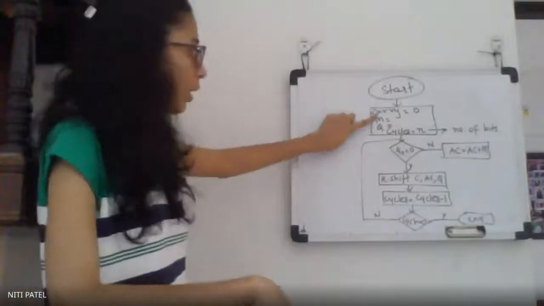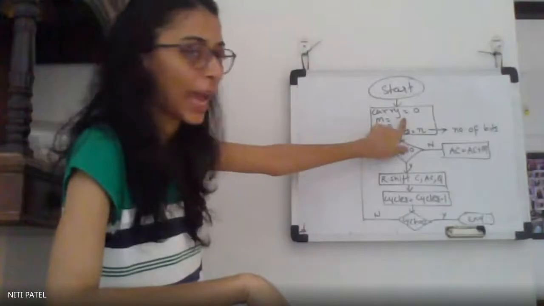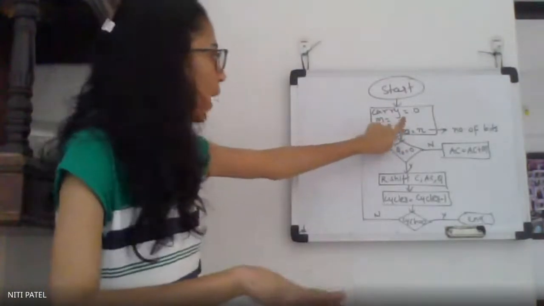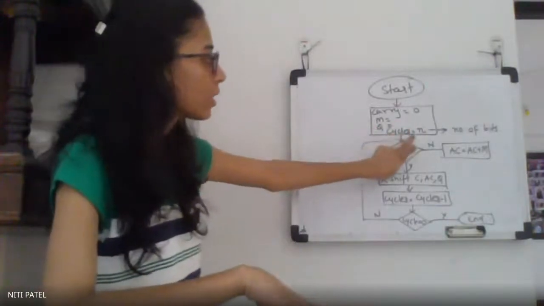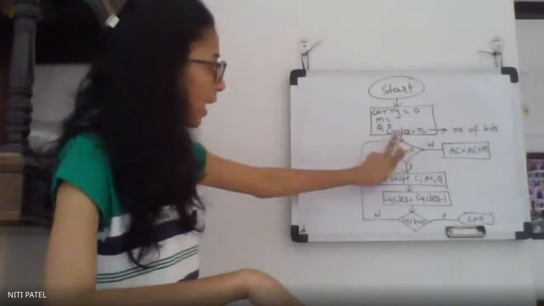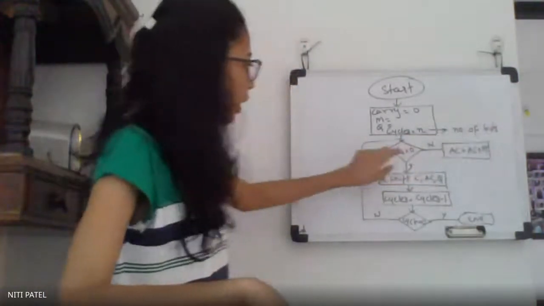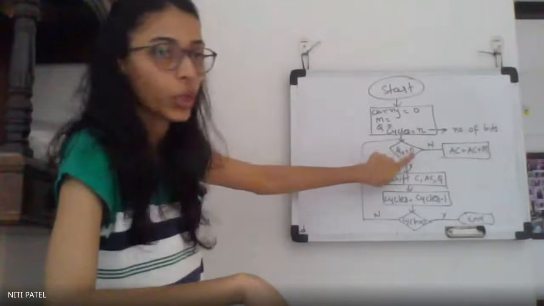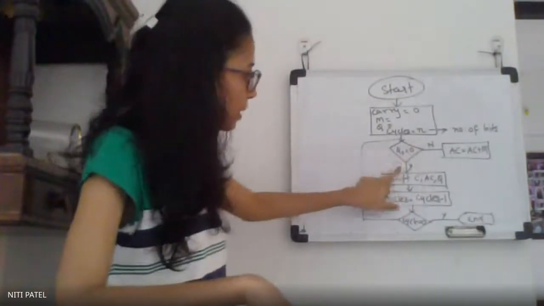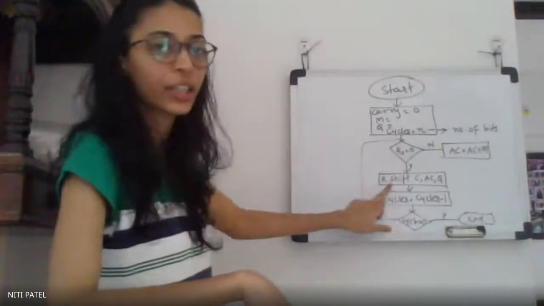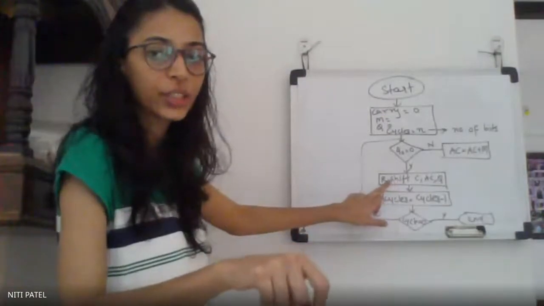Start, carry is equal to 0. M is equal to, keep this blank. If you know, write down, otherwise I'm going to ask. Q is equal to blank, write down if you know. Then cycles is equal to N, where N stands for number of bits. Then Q0 is equal to 0. If it is yes, R shift. R shift is nothing but right shift, so you write completely right shift.